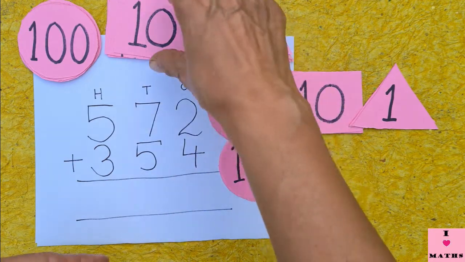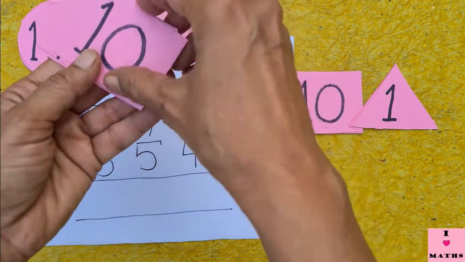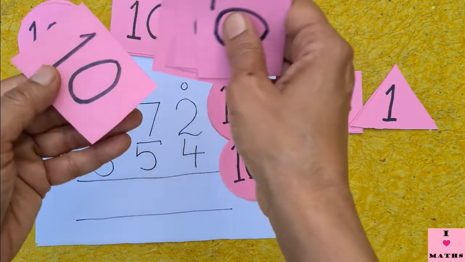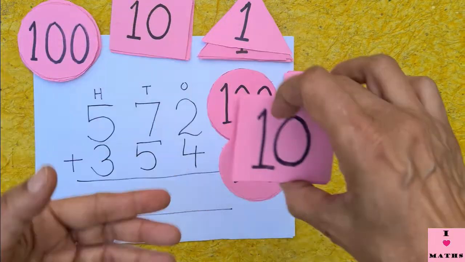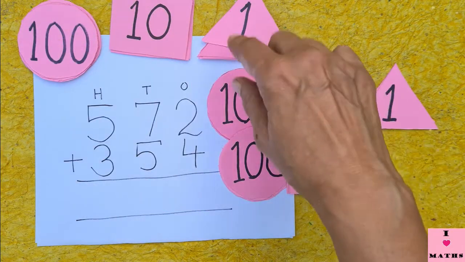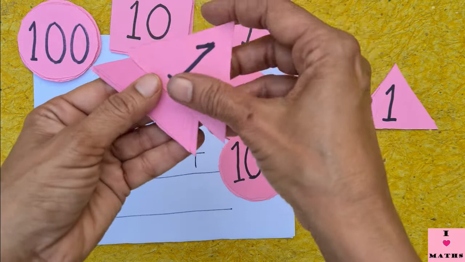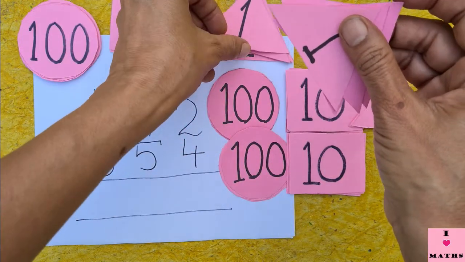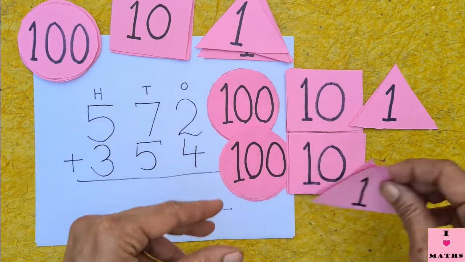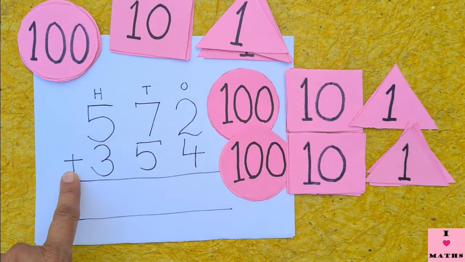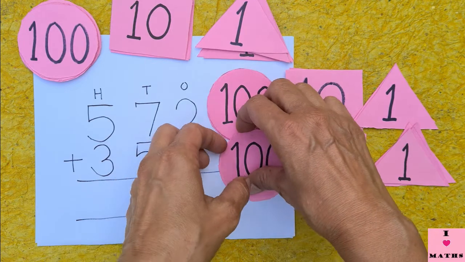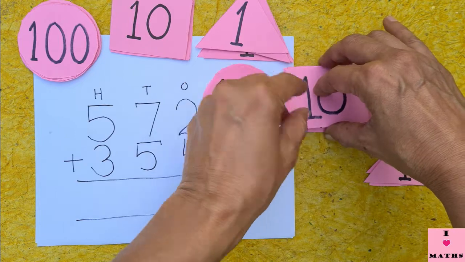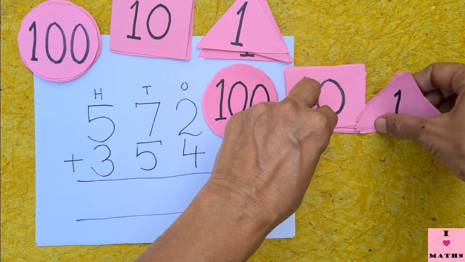Okay, 50. So 5 tens. 1, 2, 3, 4, 5. We have 5 tens and 4 ones. Let us pick up 4 ones. 1, 2, 3 and 4. So we have got 4 ones here. Now since we have to add them up, so let us put them together. I have put these cards together.